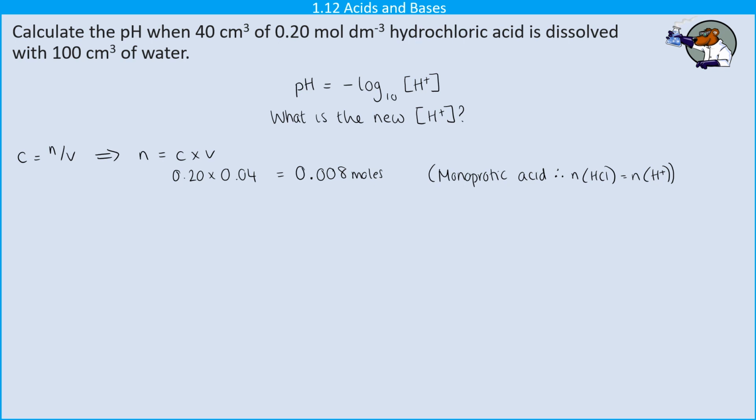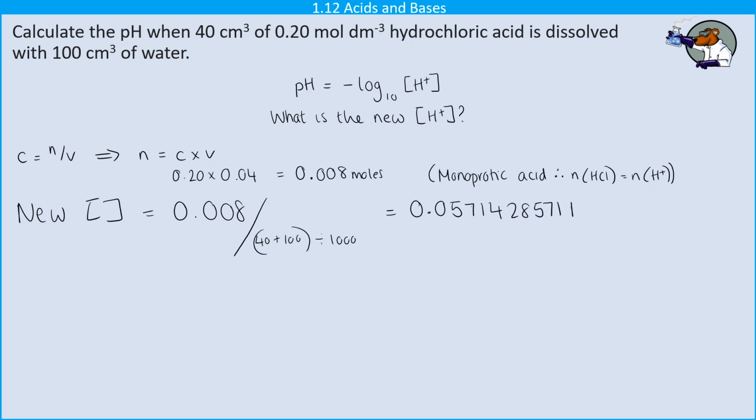moles of hydrochloric acid. Now hydrochloric acid is a monoprotic acid, it has one proton per hydrochloric acid, and so therefore my moles of hydrochloric acid are the same as my moles of hydrogen ions. But you want to watch out for this because if, for instance, you had sulfuric acid, that wouldn't be the case. So now in order to work out my new concentration, I'm going to take those moles and divide it by the total volume. So both the 40 centimeters cubed of hydrochloric acid that I started with and the 100 centimeters cubed of water that I've added.